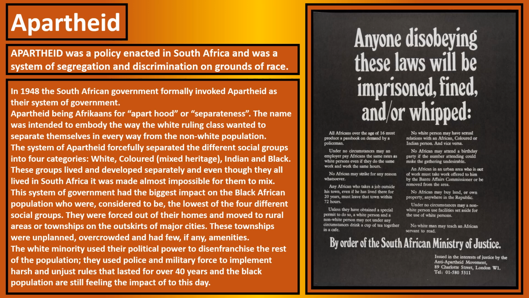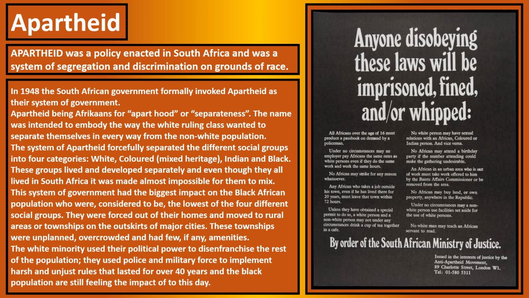This system of apartheid forcefully separated the different social groups into 4 categories. There were the whites, who represented only about 20% of the population of South Africa. A lot of those white people were descended from British and Dutch colonies, which had initially settled in South Africa much earlier in history.